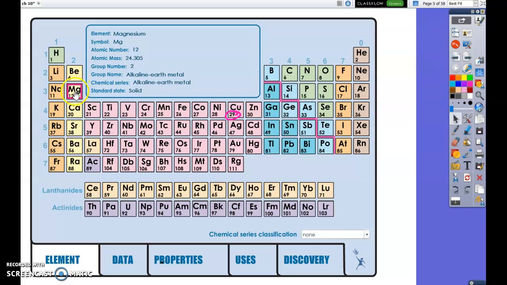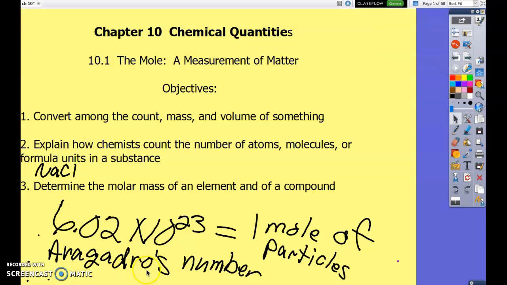But when we talk about the molar mass, what we are saying is, if I have the atomic mass, so this 24.305, only I have that many grams of this substance, that is actually 1 mole of this substance. And then we also know that 1 mole of a substance is this really cool number, which we call Avogadro's number. 1 mole of any particles is 6.02 times 10 to the 23rd.